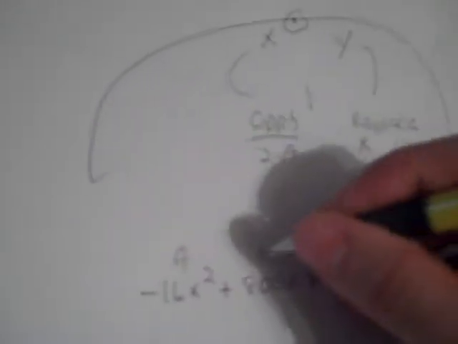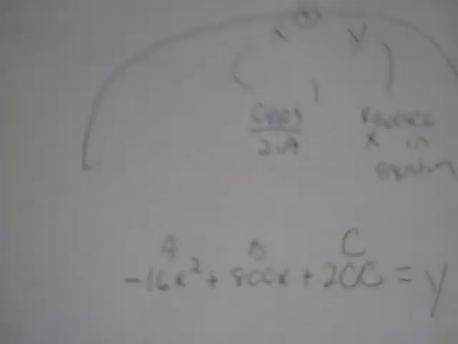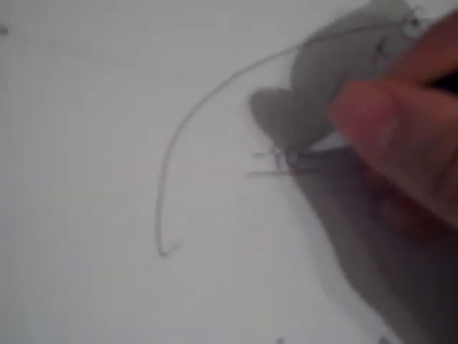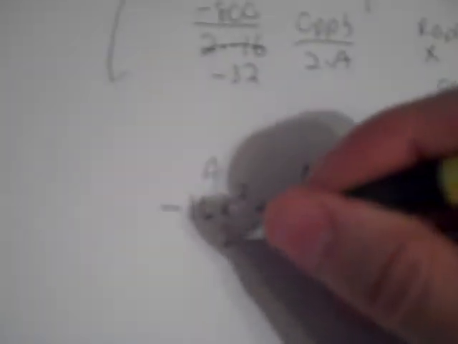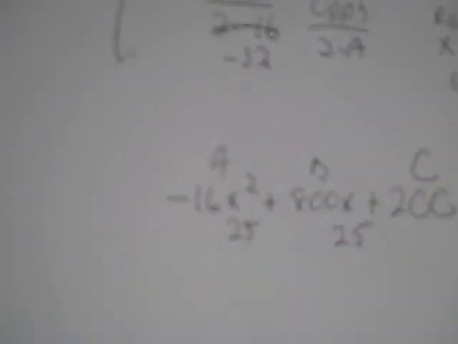So we have the ABC right away. We don't have that parentheses stuff like on the last problem. So opposite of B, negative 800, divided by 2 times A, negative 16, which is negative 32. Negative 800 divided by negative 32 is 25. Then negative 16 and 25 to the second power plus 800 times 25 plus 200.